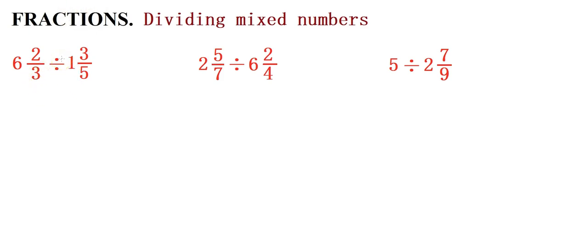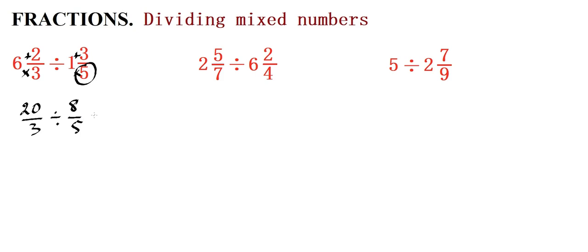Let's divide these mixed numbers. First thing to do is to convert all of these mixed numbers into improper fractions, and we do that by multiplying the denominator by the whole number, so 3 times 6, which is 18, and then we add the numerator, which would make 20. So 20 over 3. And we do the same here, so 5 times 1 is 5, plus 3 is 8. Denominator stays as it is.